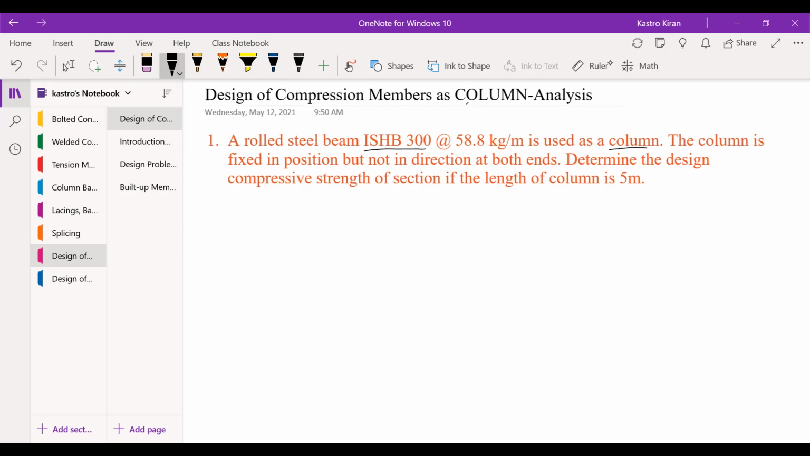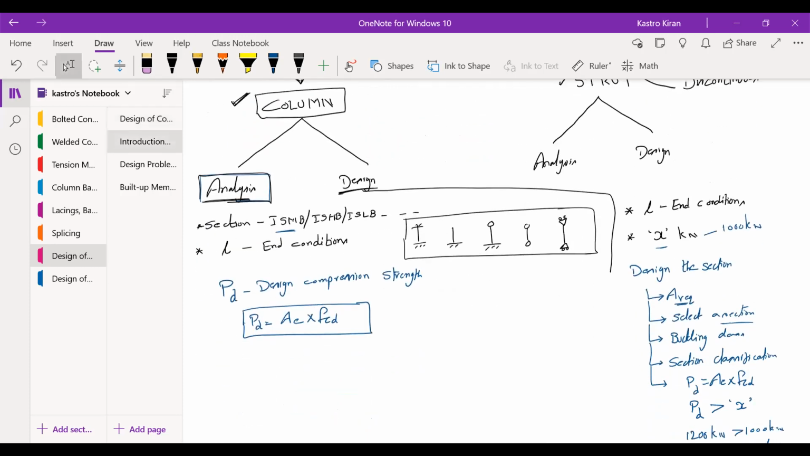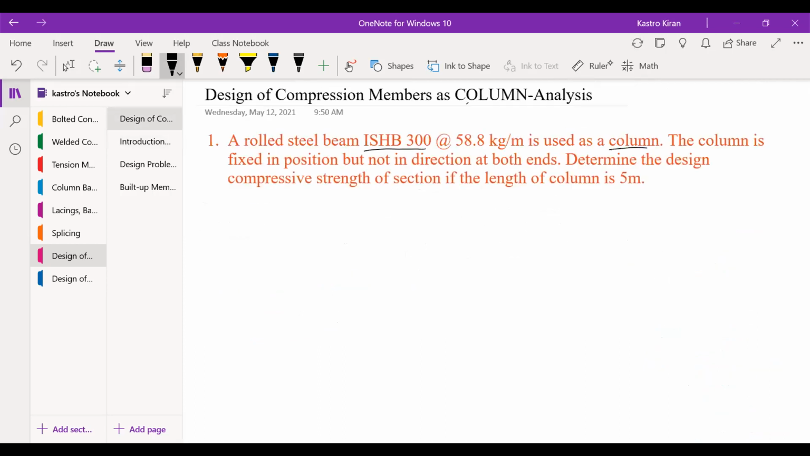As I was saying, in the analysis type of problems, they will provide you the type of the section, which can be ISMB or ISHB, and they will also specify the end conditions. What they will ask you to find out is the design compressive strength. So they have given the type of the section, and they have also given the end condition, that is the column is fixed in position but not in direction at both ends, and you are asked to find the design compressive strength when the length of the column is specified. So all the data is given in the question. Now let's solve for these values and find out the value of PD.